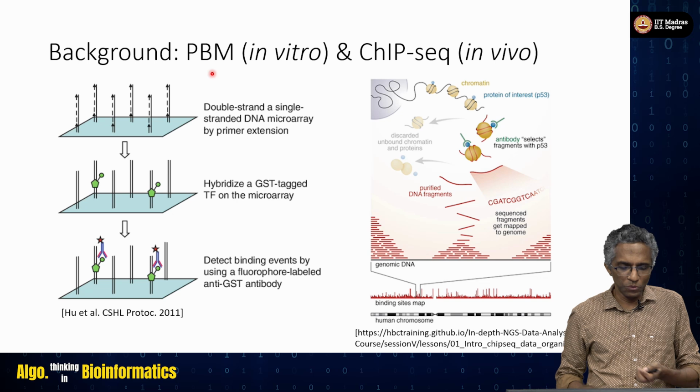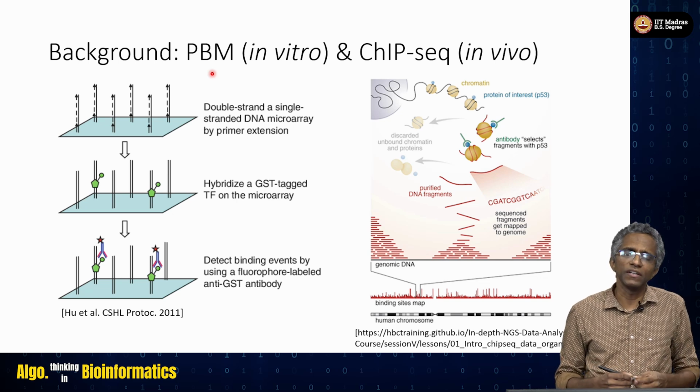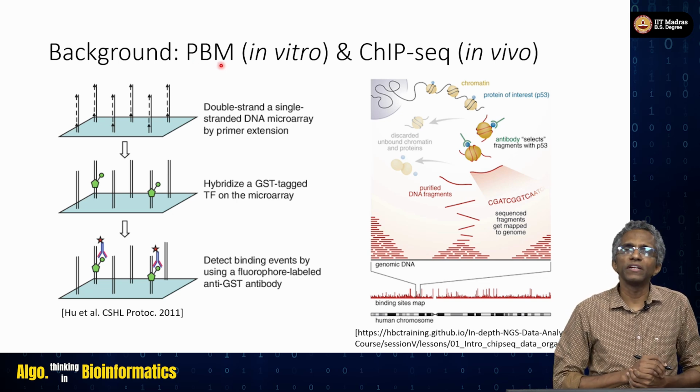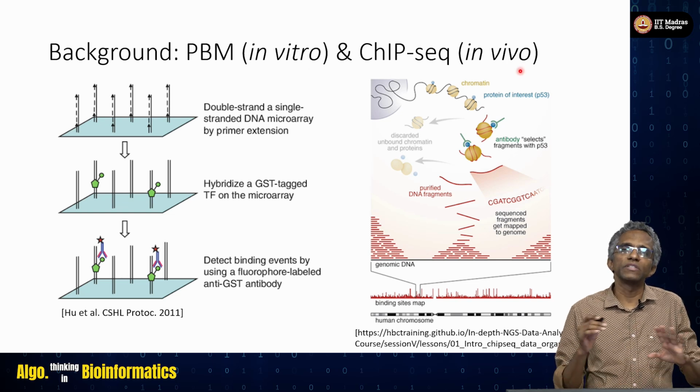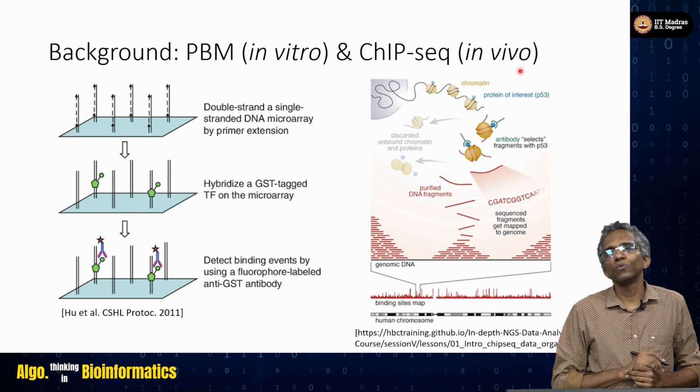It is a good idea to briefly look at what PBM and ChIP-seq are. PBM stands for protein binding microarrays, and ChIP-seq stands for chromatin immunoprecipitation sequencing. PBM is an in vitro approach to detect protein-DNA binding events, and ChIP-seq is an in vivo approach to detect protein-DNA binding events. So, what do we mean by that?